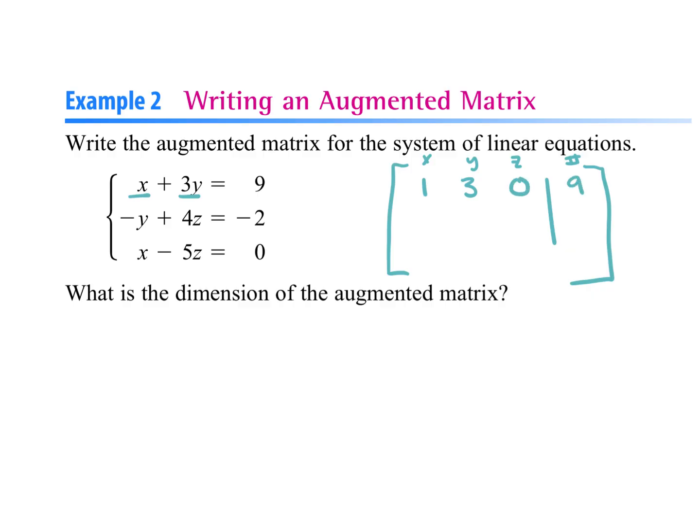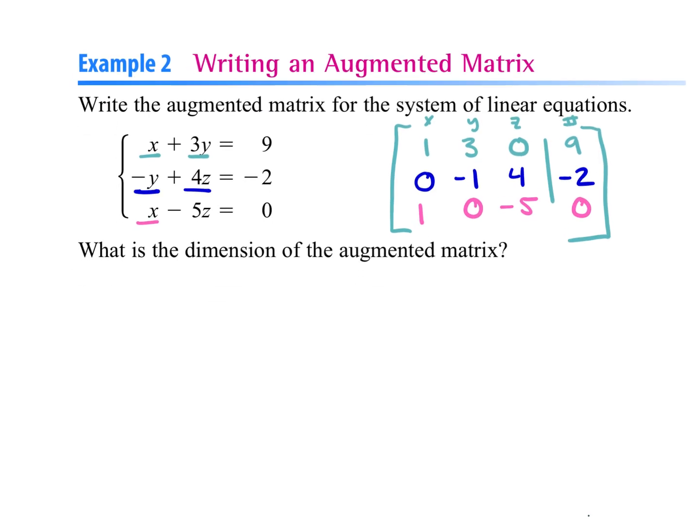And then what's it equal to? 9. Now let's do our second row. What's the coefficient in front of X? 0, there is no X. We'd have to put a 0 in that spot. What's the coefficient in front of Y? -1, and the coefficient in front of Z? 4. And then what's it equal to? -2. Perfect. And then our last row is going to be our last equation. So what goes in the X column? 1. What about the Y column? 0. And then the Z column? -5. And it's equal to 0.